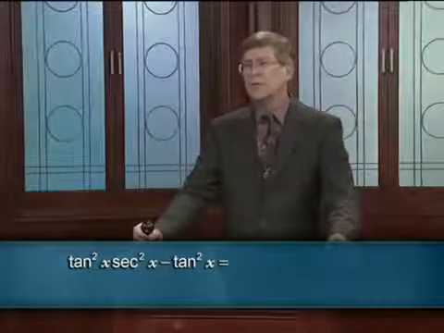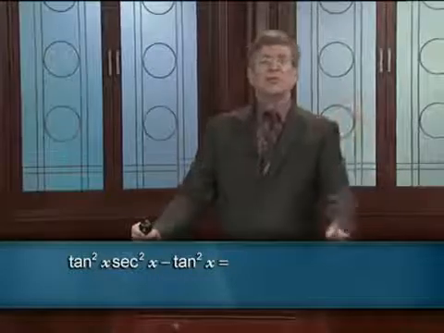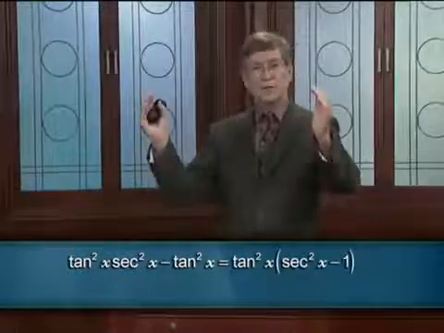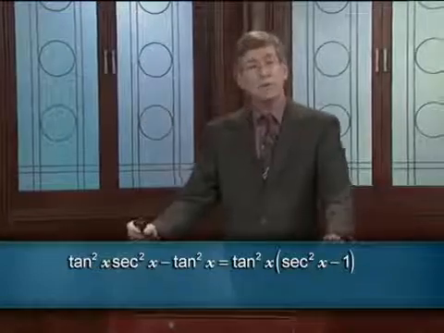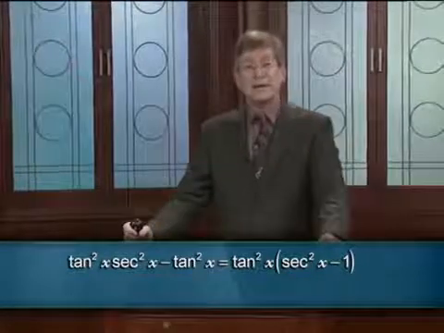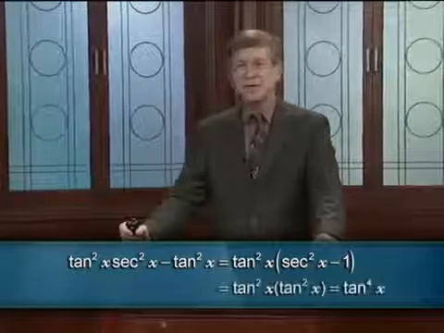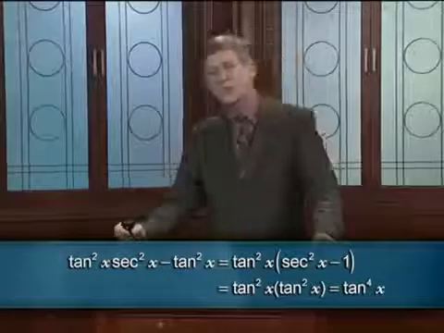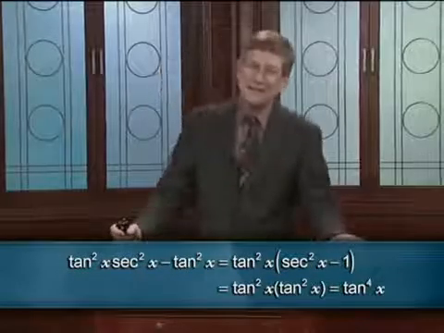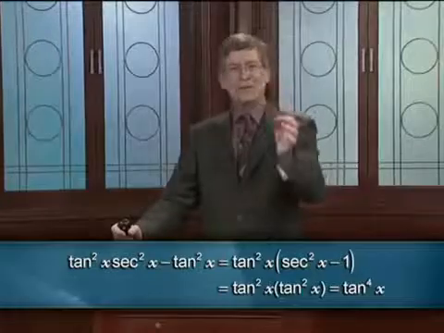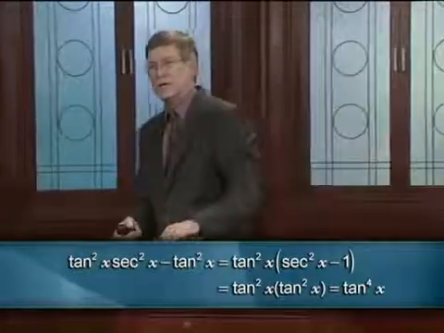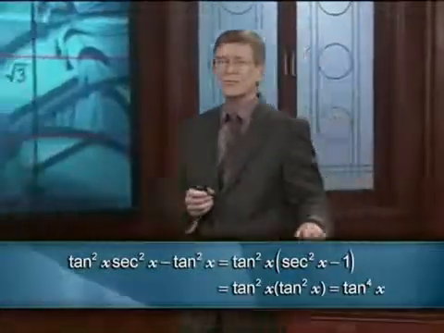So how about if I do the following? Let's factor out tangent squared. And I'm left with the quantity secant squared minus 1. Oh, I recognize that. Tangent squared plus 1 is secant squared, so secant squared minus 1 is tangent squared, and we have tangent squared times tangent squared equals tangent to the fourth.